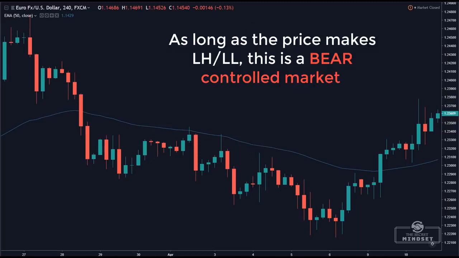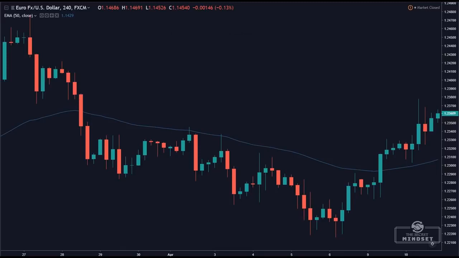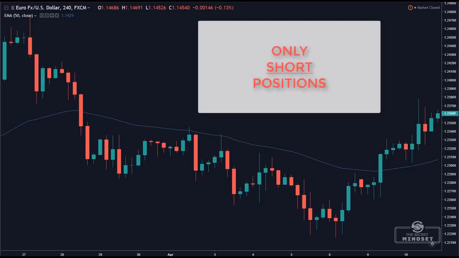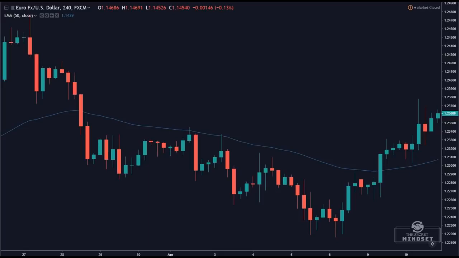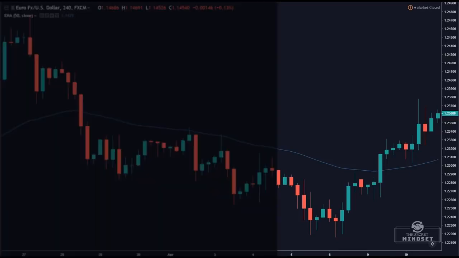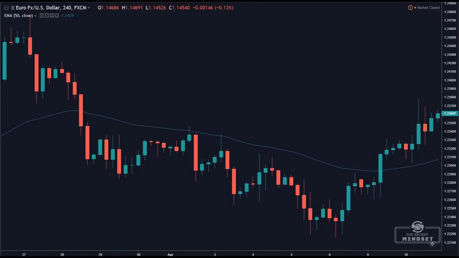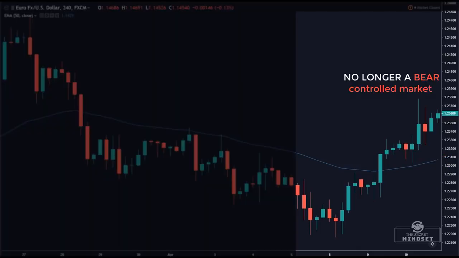As long as the price continues to record lower highs and lower lows, this should be considered a bear controlled market, and the only trading scenario will involve short positions. In this example, after a strong move downwards, the bulls gained some strength and pushed the market above the moving average. At this point, this is no longer a bear controlled market.